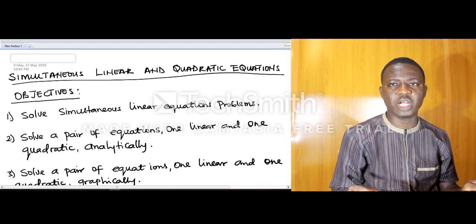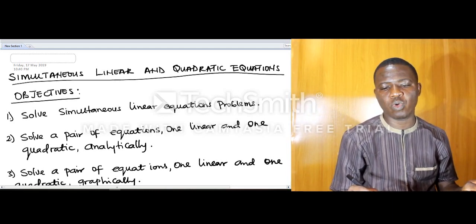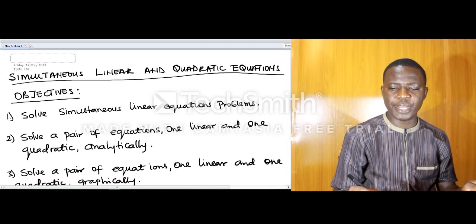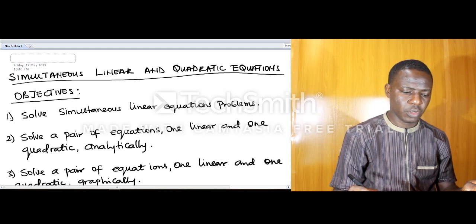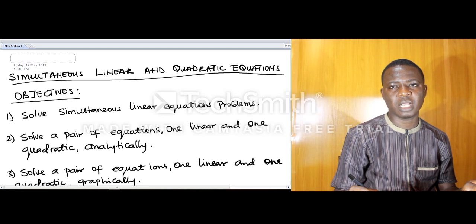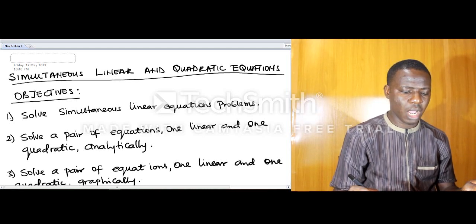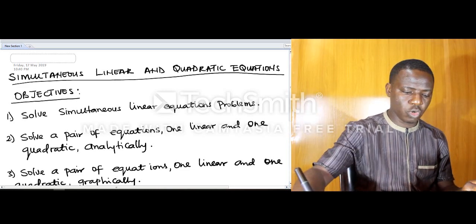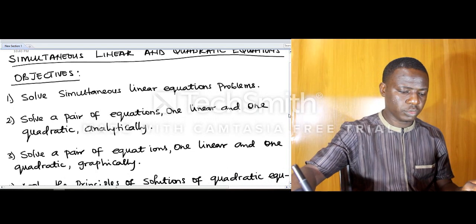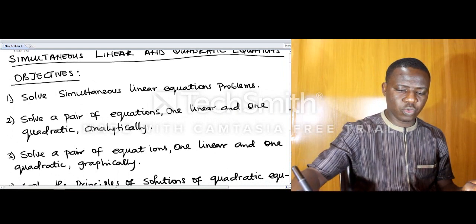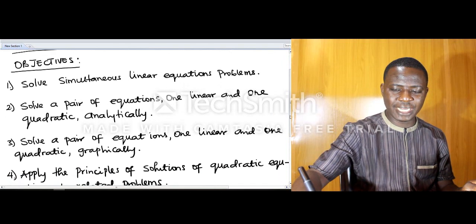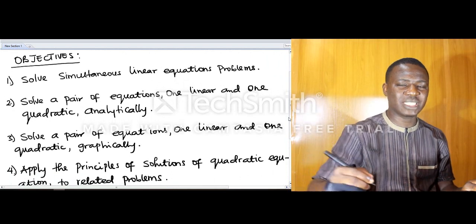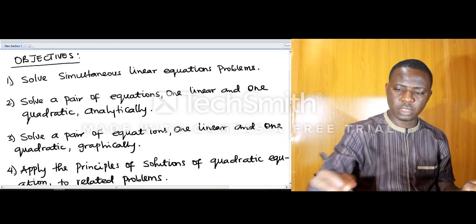In today's class, we shall be looking at simultaneous linear and quadratic equations with the following objectives. 1. That at the end of this course, about 80% of the students should be able to solve simultaneous linear equations problems. 2. You should also be able to solve a pair of equations where one is linear and one quadratic analytically.